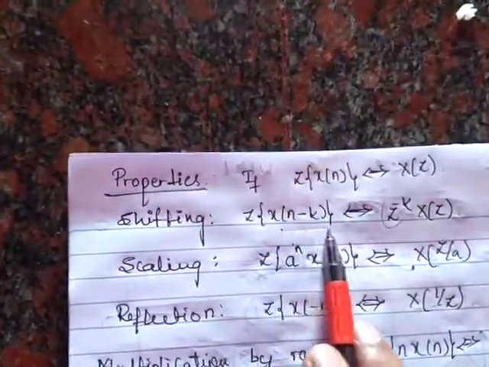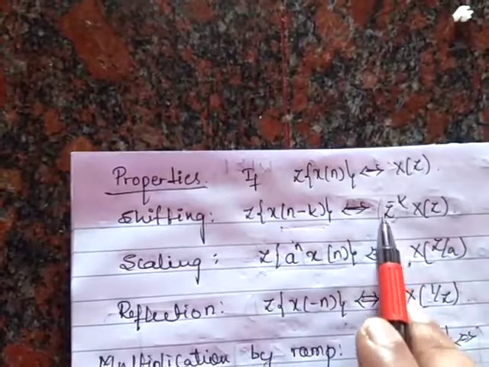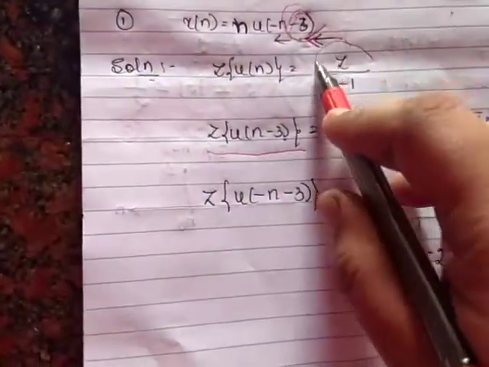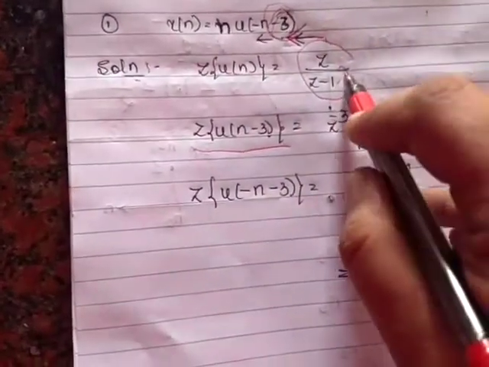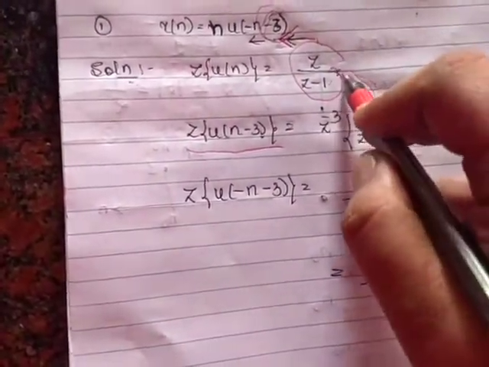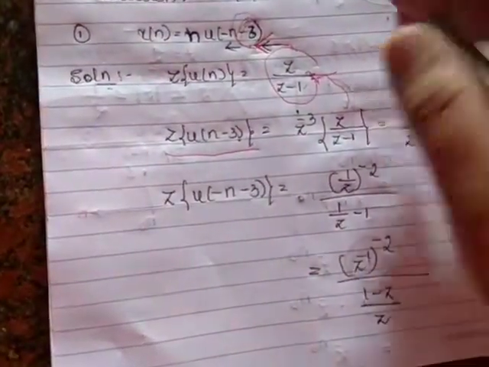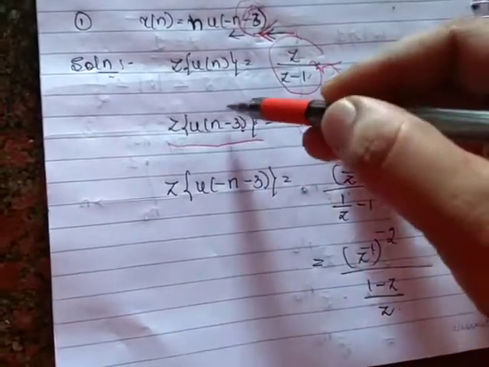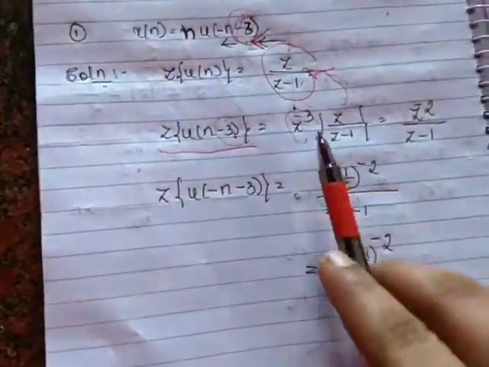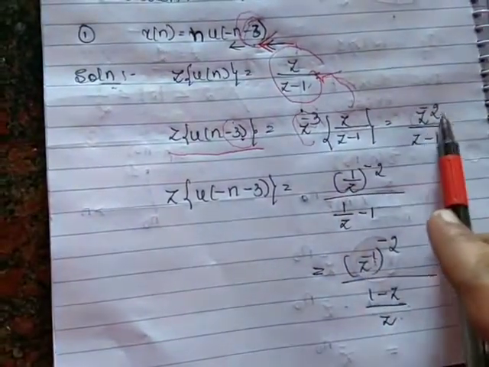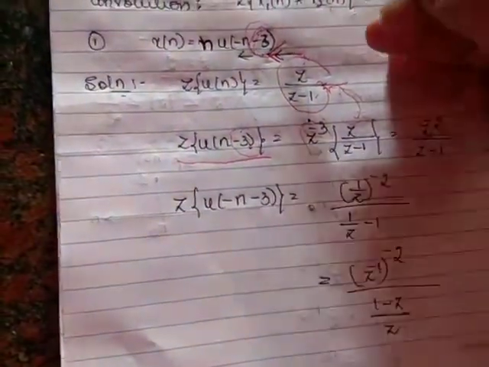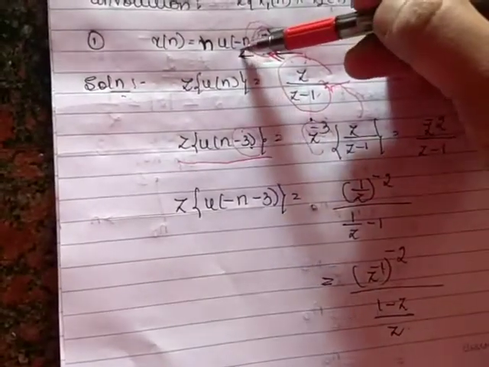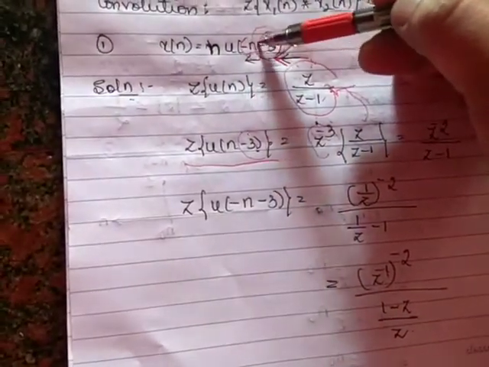So next I should determine the Z transform of u of n minus 3. U of n minus 3 means I can apply this shifting property, n minus k, which is nothing but z power minus k into x of z. Here your x of z is nothing but the result you have obtained in the previous step. Now to this we have to multiply z power minus 3. This minus 3 is because of this shift. Now z power minus 3 and z power minus 1 becomes z power minus 2 into z minus 1.